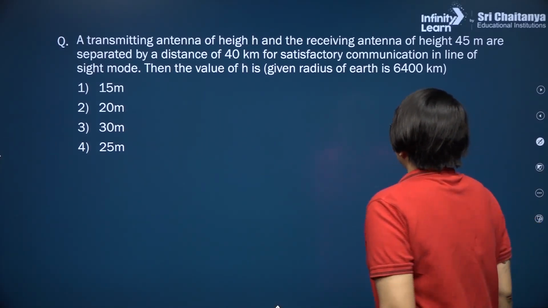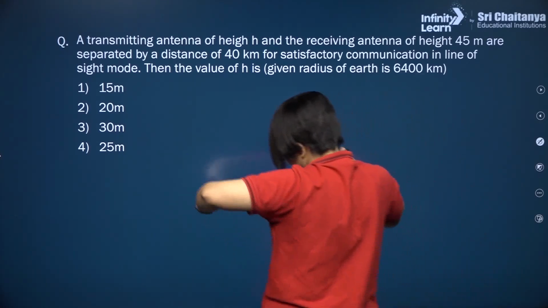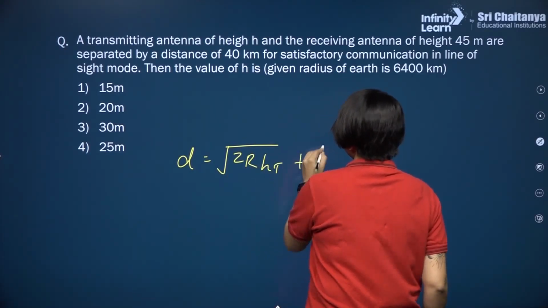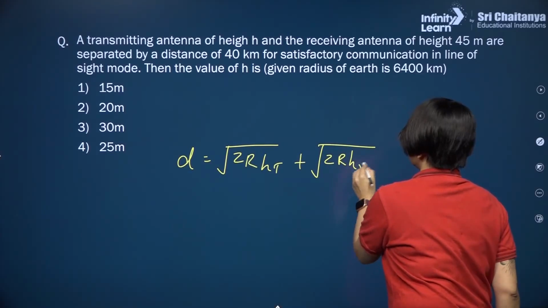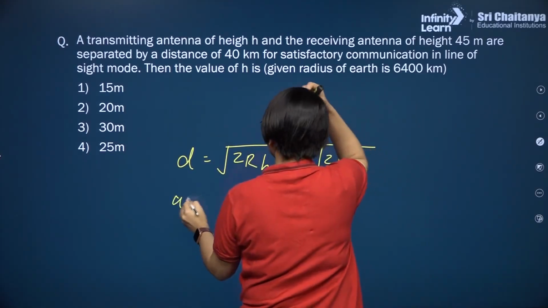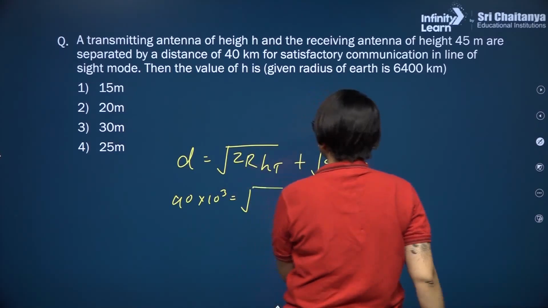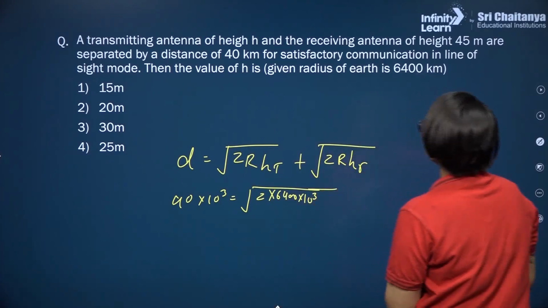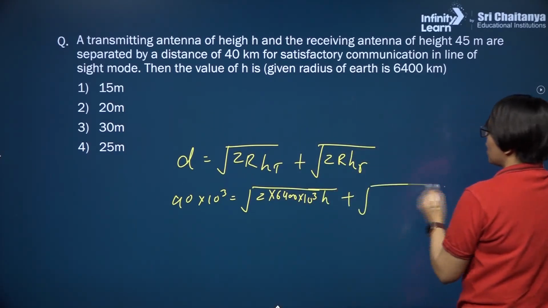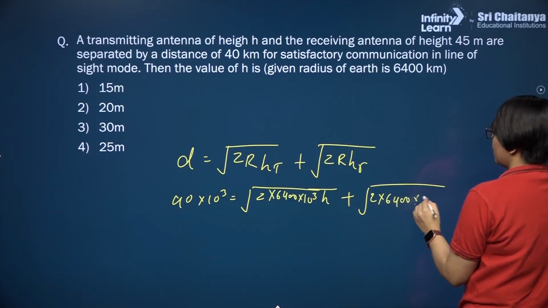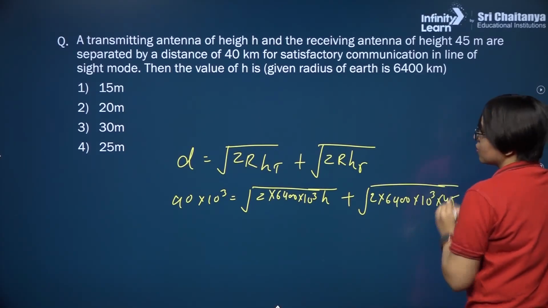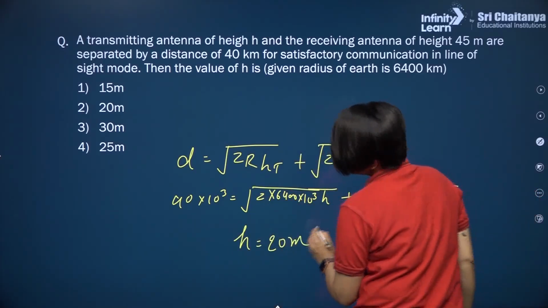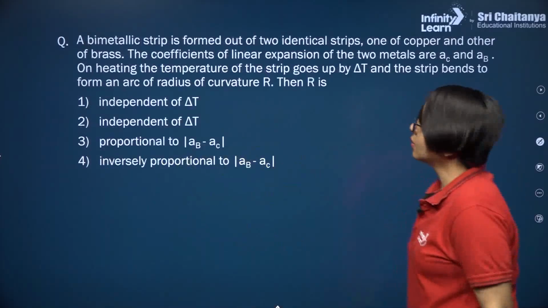The value of h is, so over here we know that in this case D should be under root 2 R h transmitting plus under root 2 R h receiving. So D is 40 kilometer, which is 40 into 10 power 3, is equal to under root 2R, where R is 6400 kilometer, so it will be this much, and h is unknown, plus 2R, that is 6400 into 10 power 3 into 45. So after solving this one, you will get the value of h as 20 meter, which is option 2. Next is this one.